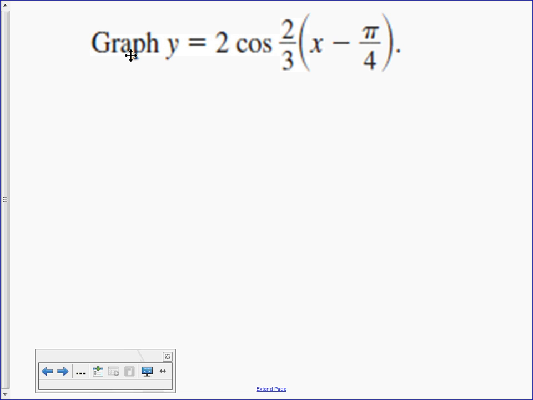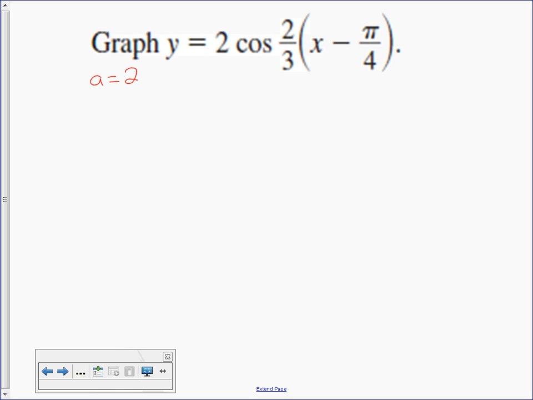So we have y equals 2 cosine of 2/3 times the quantity x minus pi over 4. So in this case, do you guys notice how the h value is grouped within the parentheses? That's what you're going to see. You're going to see parentheses to know that you have an h value. Do I have a k value here? No. So there's no vertical component. I misspoke.